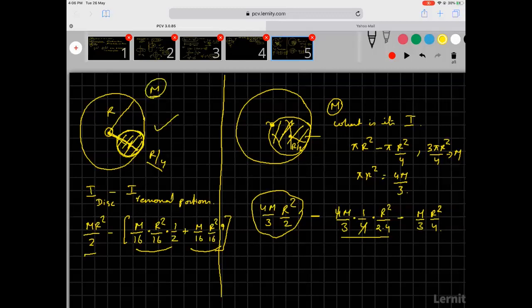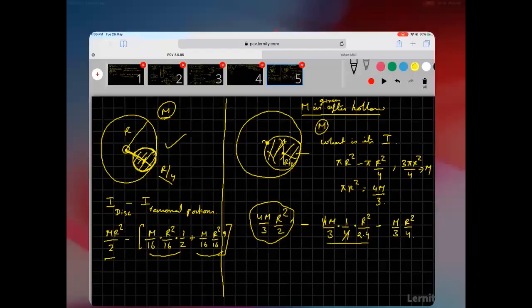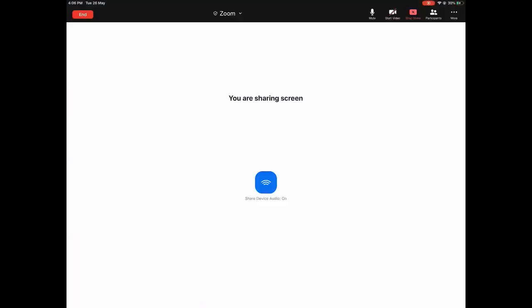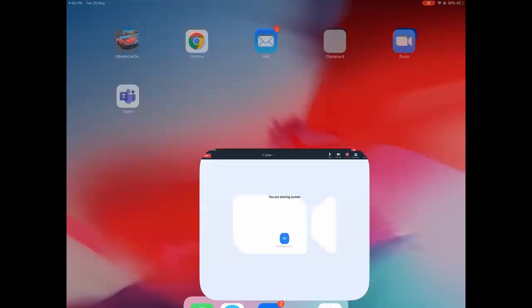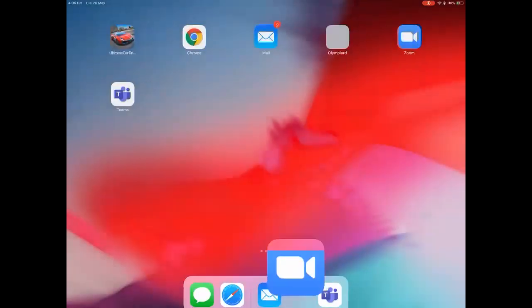Mass is given, hollow is made. Understand this question. Mass is given after hollow. So there is a difference in the way you work with them. Okay. So I hope this is clear. If something is not clear, please put a message so that I can see. Okay. So if this is done, then let's move on.